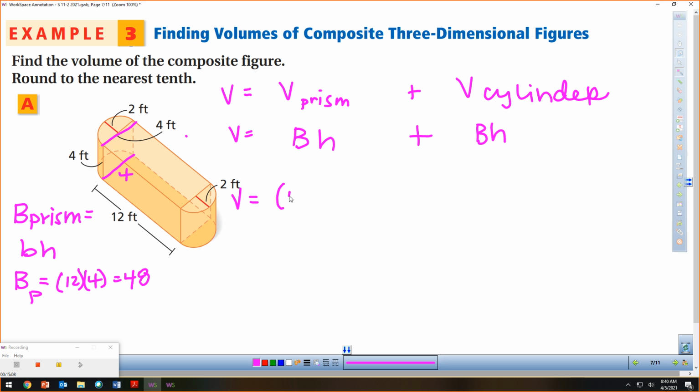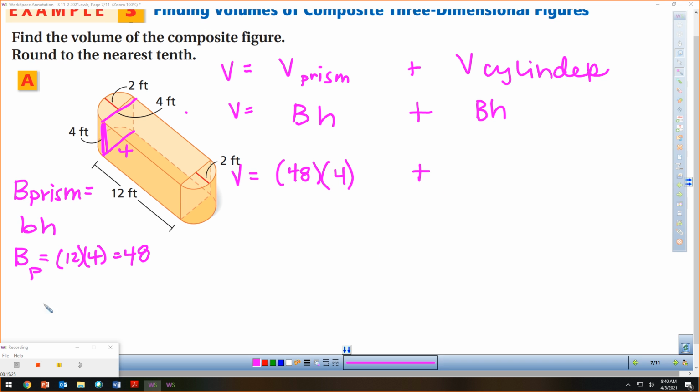So I have 48 for the base of my prism. And then the height of my rectangular prism is right here, this 4. So I multiply that by 4. So there's big B and H. Plus, now we need big B of my cylinder. So that is going to be pi r squared because the base is a circle.